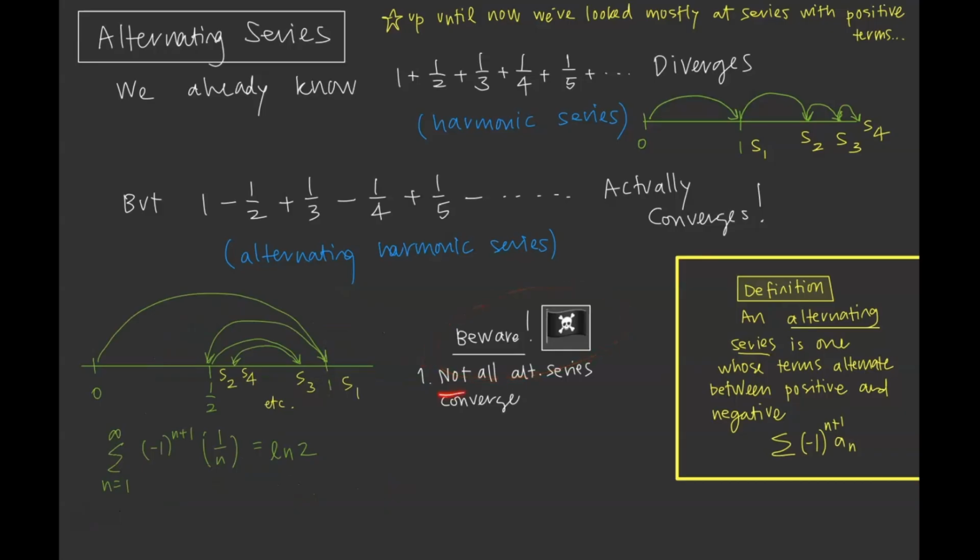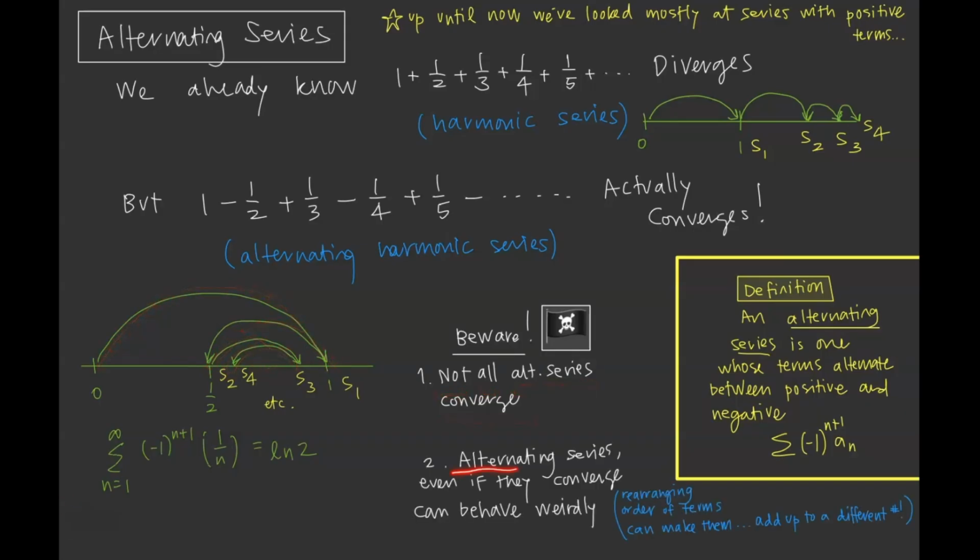So a couple things to be careful about. First of all, not all alternating series will converge. I mean, this one looks so nice, and you would think that they maybe all behave this way, but they don't. And then the second thing I'll say is that alternating series, even if they do converge, can behave weirdly sometimes. For example, in some alternating series, just rearranging the order of the terms can make the series add up to a different number. In fact, you can do it with this series: by rearranging terms, you can make this series add up to any number that you want.